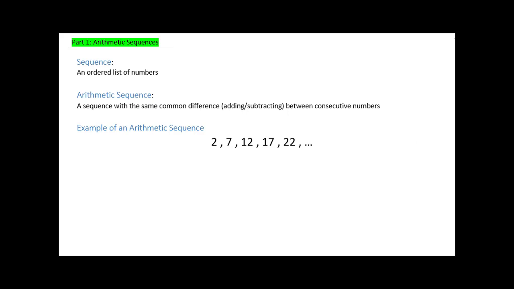So what is a sequence? A sequence is just an ordered list of numbers, right? So I've got a sequence down here, right? Just an ordered list of numbers. They're in order, and it's a list. Pretty simple, right? Now, the big first thing we got to know today is what makes it arithmetic, right? That is when the sequence has a common difference.